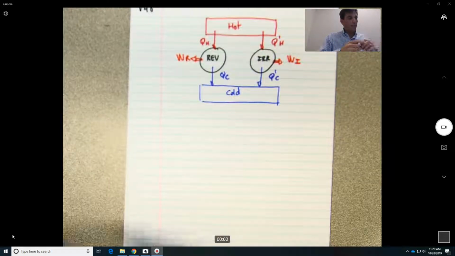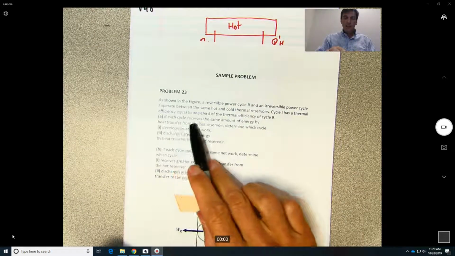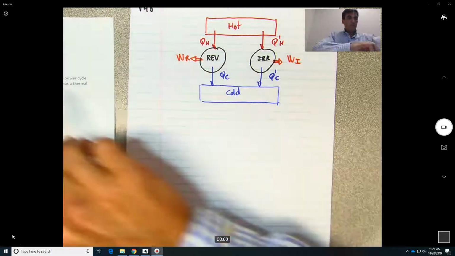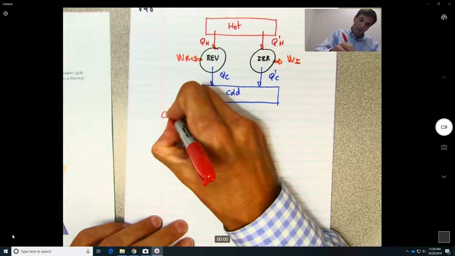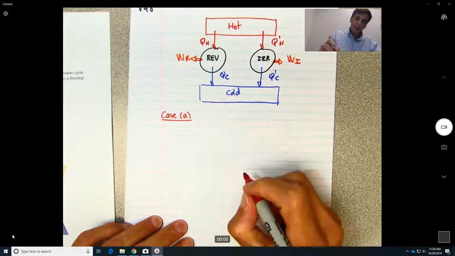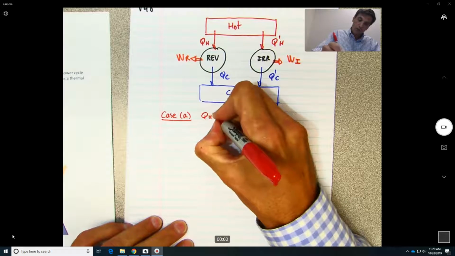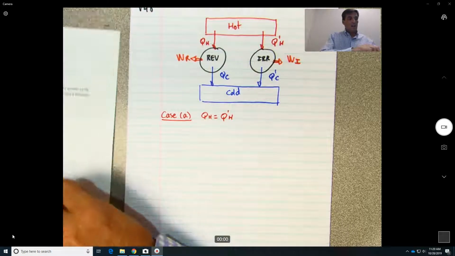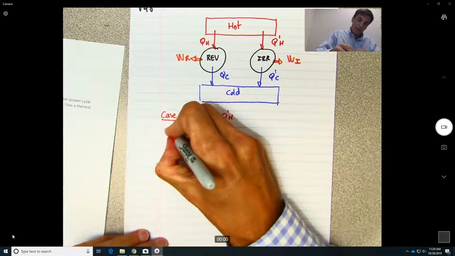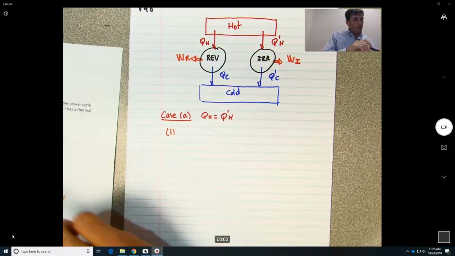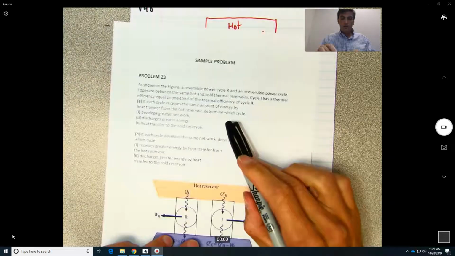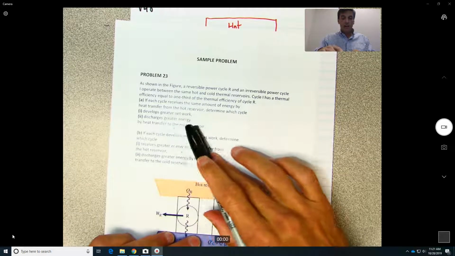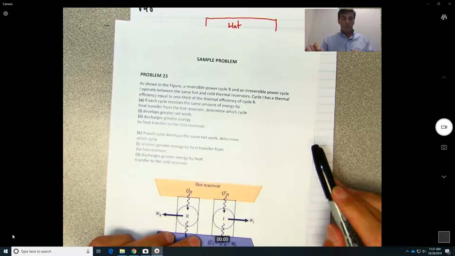So let's see what we need to do. On the first case, if each cycle receives the same amount of energy by heat transfer from the hot reservoir, so what does that mean? Case A, case lowercase a. Basically that means that Q hot will be equal to Q prime hot. Knowing that, what we need to do is two things. The first one is to determine which cycle develops greater net work, and then which discharges greater energy by heat transfer to the cold reservoir.